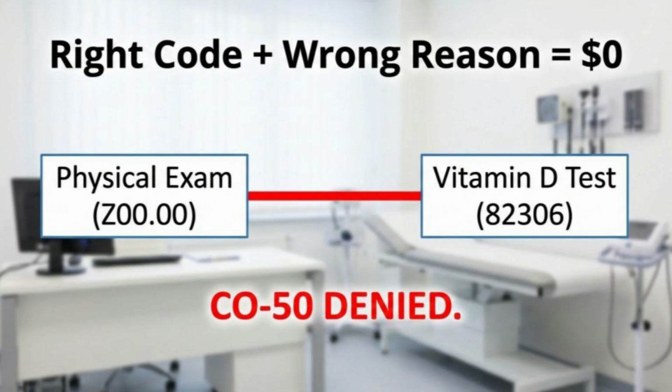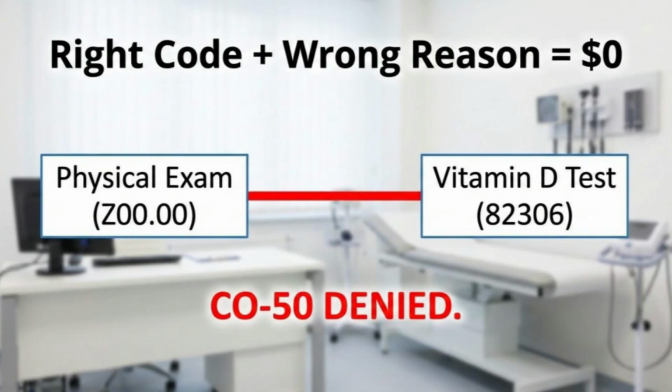This is where most clinics lose money. You have a patient who comes in for their annual physical. The doctor orders a vitamin D test. You bill the physical with diagnosis Z00.00, encounter for general exam. You bill the vitamin D test 82306 and link it to the same Z code. Boom. Denial CO-50. Medicare does not pay for screening vitamin D. They only pay for diagnostic vitamin D.